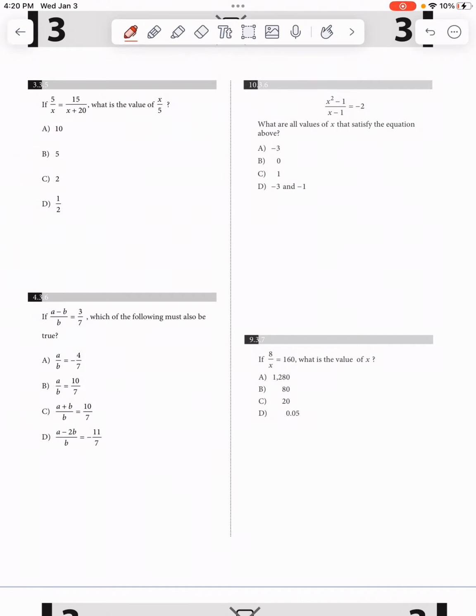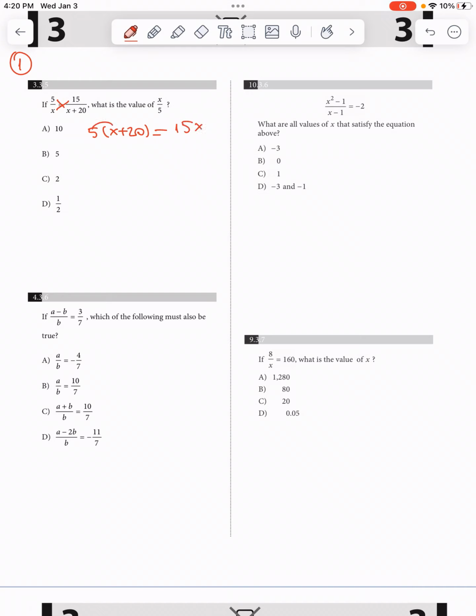Let's get started. I'm going to use cross products to solve these questions. Question 1. If 5 over x is equal to 15 over x plus 20, what is the value of x over 5? So, first of all, I will multiply 5 by x plus 20 and 15 by x, 15x.